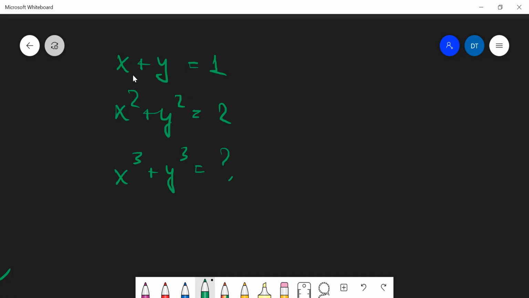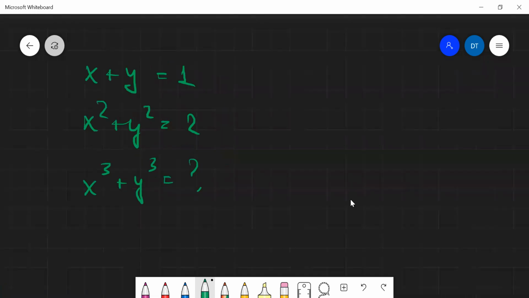So you have these two expressions, you know the value of the first and the second expression, and you want to compute the value of the third expression. I want to demonstrate how to use Gröbner basis in order to compute this. And actually you can compute any higher power, like x^4 plus y^4, etc., but I just want to demonstrate this using the third power. So is the problem clear? Do you have any questions?